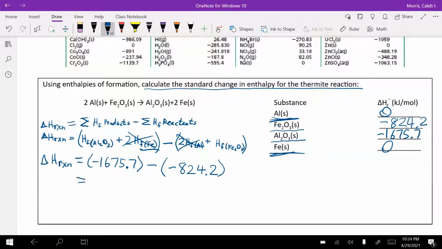Then you can just plug that into your calculator or do your mental math, either way, and get your answer. And I get negative 851.5 kilojoules for every mole of reaction that takes place. Okay, that's the general idea of how to do this.